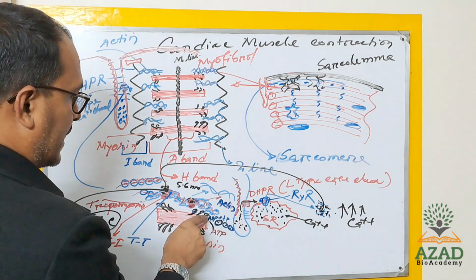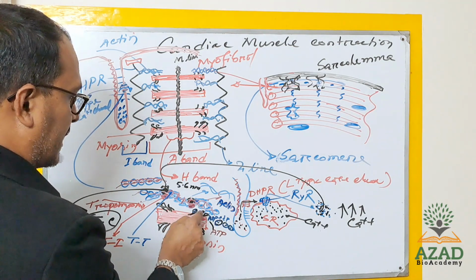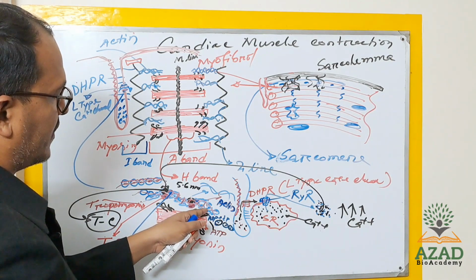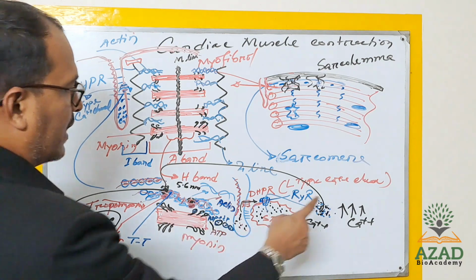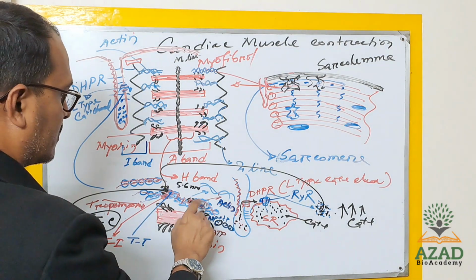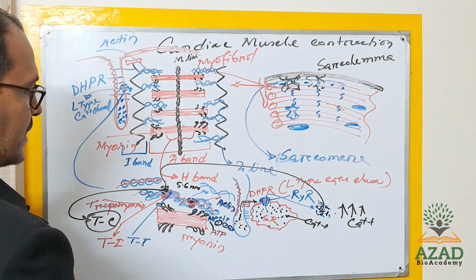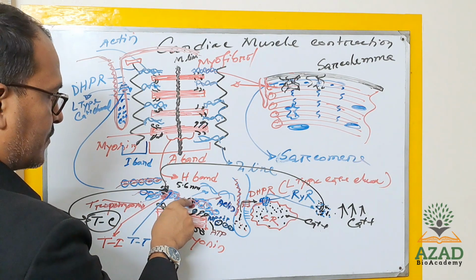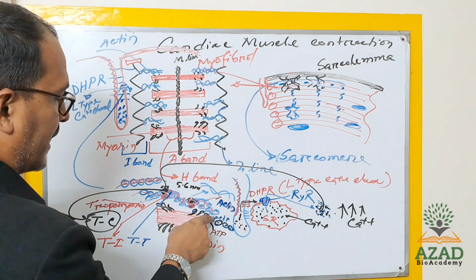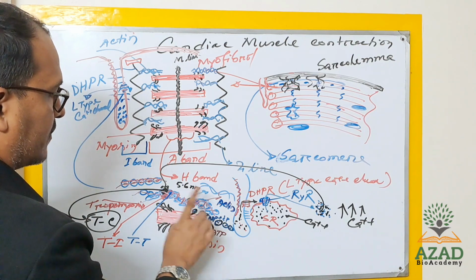when the ATP-bonded myosin head will be ready to bind with the free actin. By the binding of calcium with troponin C, tropomyosin will be detached and actin will be free. And with the free actin binding site, the myosin head will bind by the help of ADP and energy that will come from the hydrolysis of ATP.